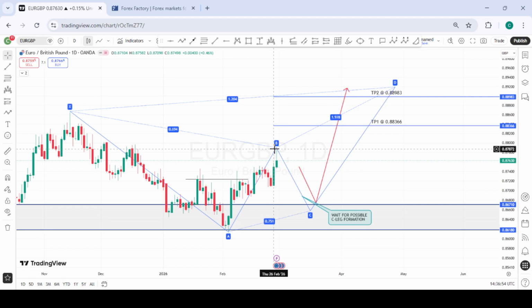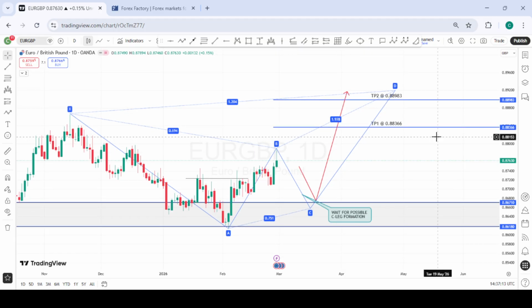As price keeps going up, price might form the C leg and come and retest the structure, and then we get a continuation to the upside. So we just have to be patient to see the C leg formation before we take our decisions to take our longs on EURGBP for the coming week or weeks.